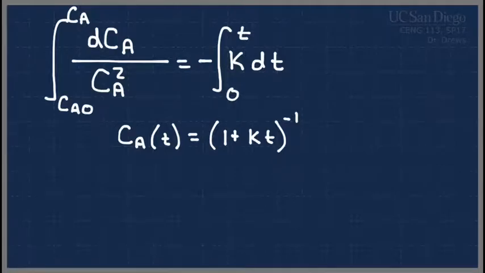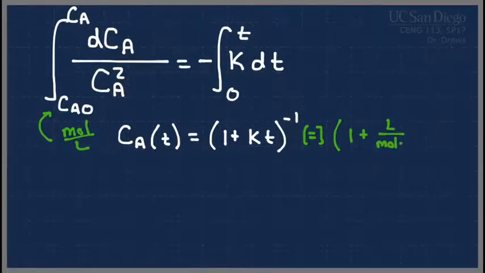You should always be able to figure out that whatever's on the right-hand side has to have the units of the left-hand side. The left-hand side, we know what the units are over there. They have to be moles per liter. This has to be moles per liter because our initial CA naught was moles per liter. So we're always going to scale it with the same set of units. If we look at the units on the other side, this looks like it has units of a 1 plus a K, which K had units of liters per mole second, times a time, which has units of seconds, and then it was inverted.